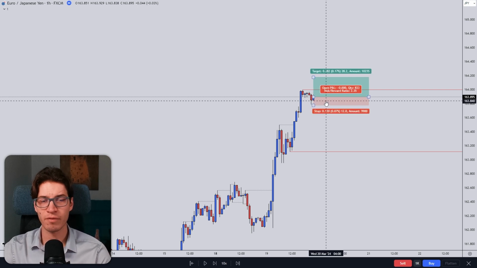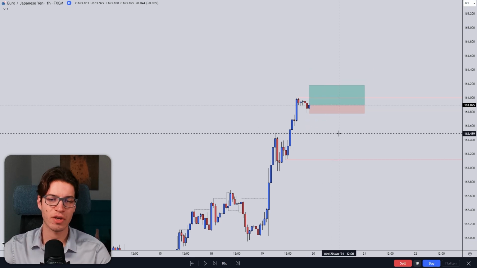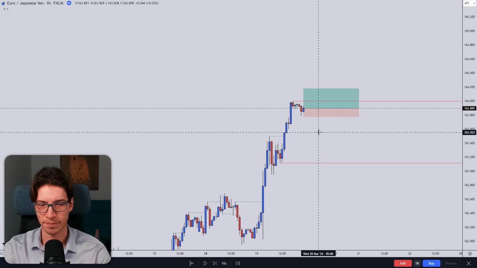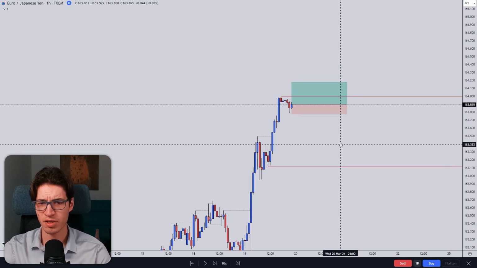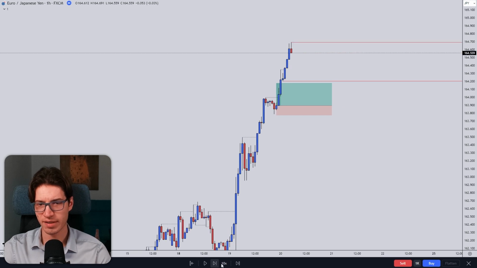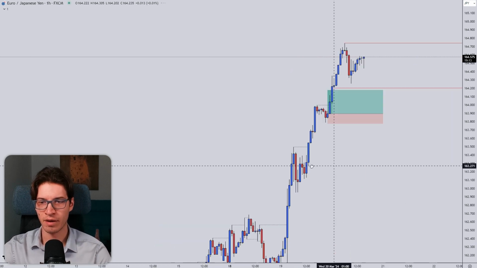Took it with a 12 pip stop loss. I do change the stop loss size for the Euro Japanese Yen flag according to volatility. And at this point, 12 pips did look okay. Did look okay to me. So took it on a market buy, 12 pip stop loss, and then price is now running in profit.